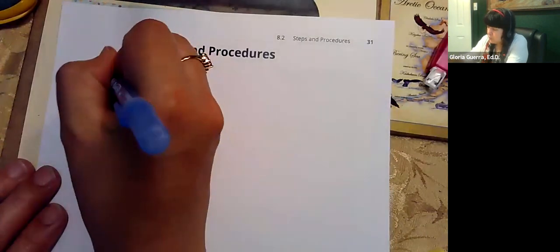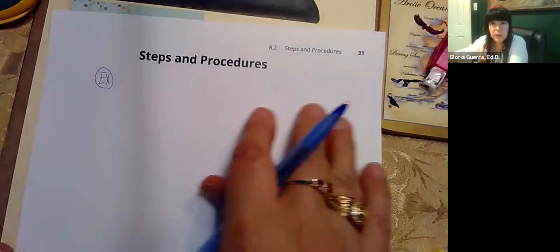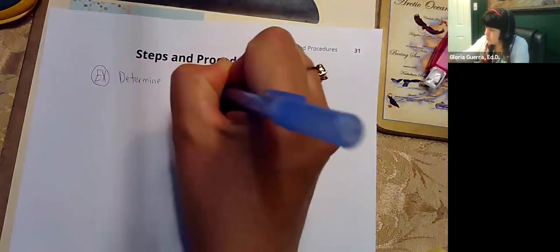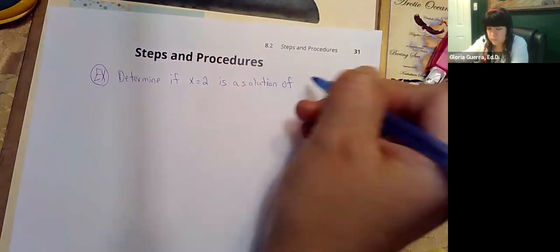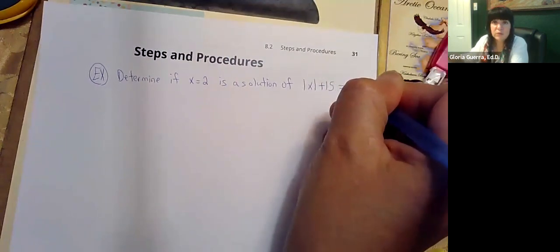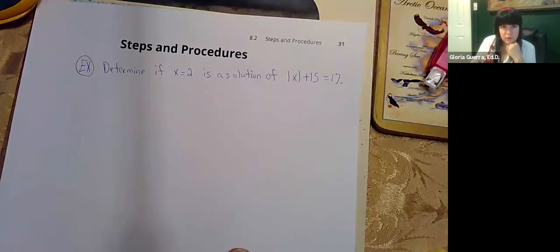So like this one example. Go ahead and do this on your blank paper. You should have some extra paper. I'm using page 31, and it's still section 8.2. It says: determine if X equals 2 is a solution of the absolute value of X plus 15 equals 17. So you're going to have some problems like that. Determine if X equals 2 is a solution of this equation, absolute value of X plus 15 equals 17.